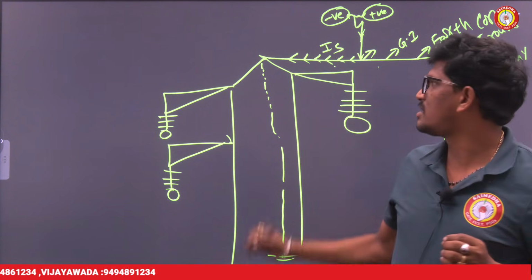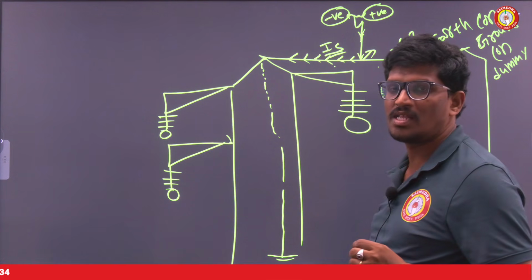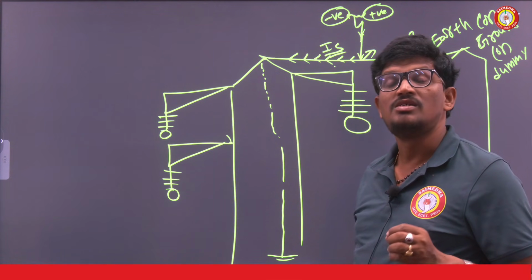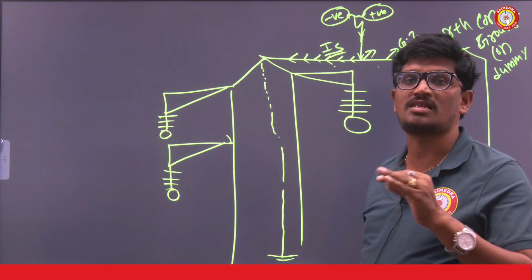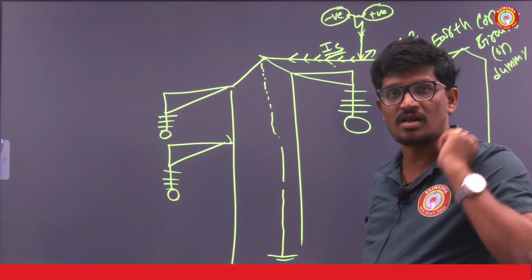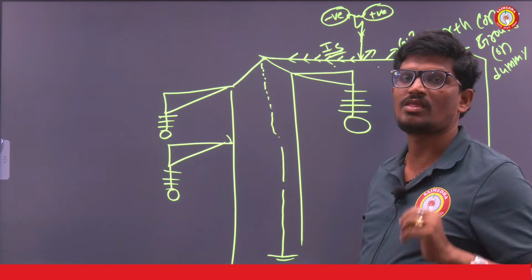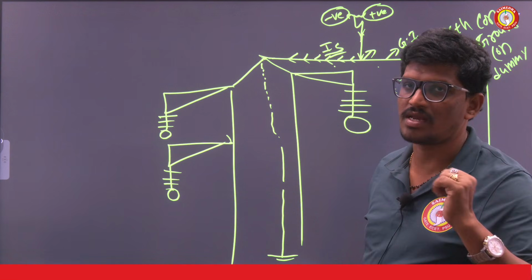So come on, what is this name? Earth wire. What is the purpose of the earth wire? To avoid the external over voltage. What is the position of the earth wire? Top of the tower. The earth wire is made up of galvanized iron. These questions are very, very, very important.